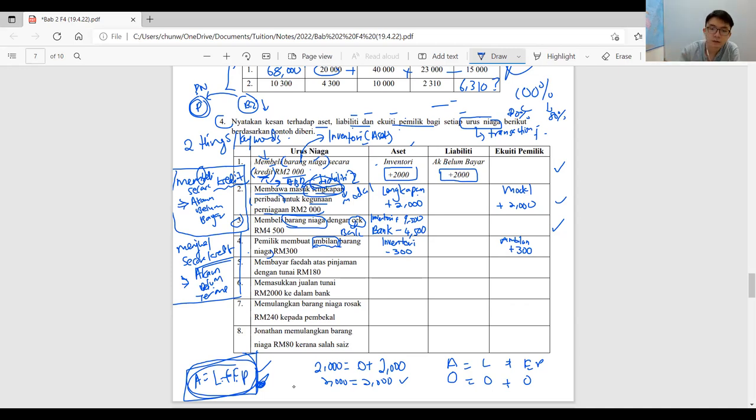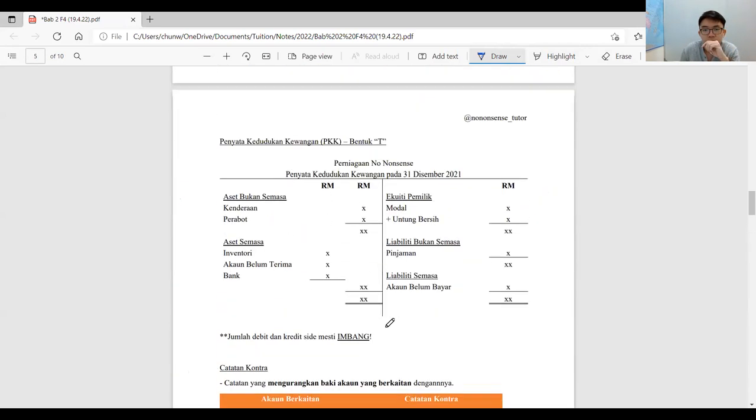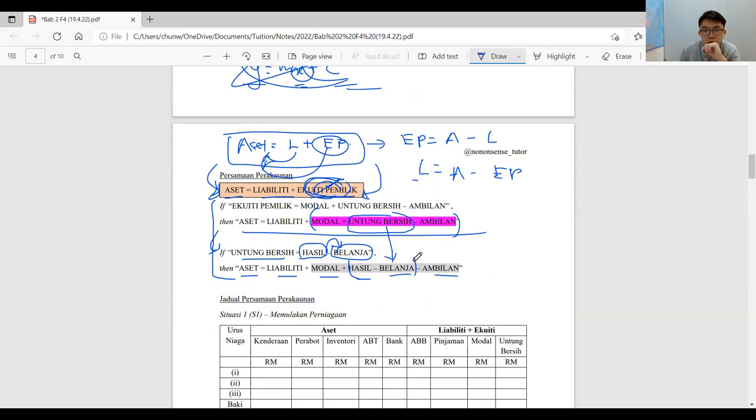Okay, but then when we check the answer, asset is minus 300. When it is minus, then you put minus. Minus 300 equals liability is 0. Okay, but then you think, eh, ambilan, you plus 300, so meaning plus 300. Then it becomes the imbang because it will become minus 300 equals to plus 300. But remember this formula. In front of ambilan is always a minus sign.